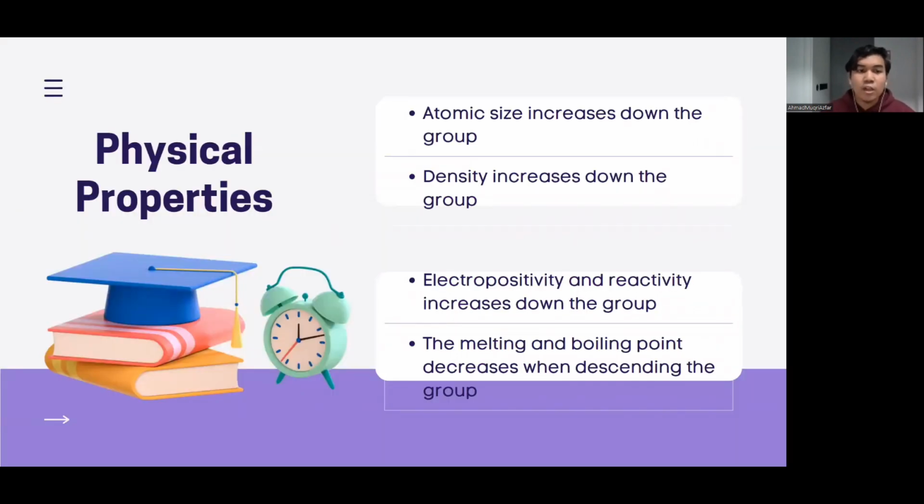Next, the physical properties of the group 1 elements. First, the atomic size increases down the group. Second, the density of the group 1 elements increases down the group. Next, the electropositivity and reactivity of the group 1 elements increase down the group. Lastly, the melting and boiling points decrease when descending the group.